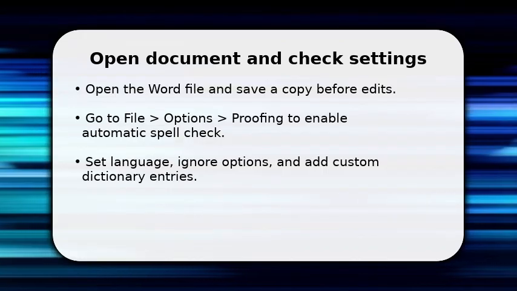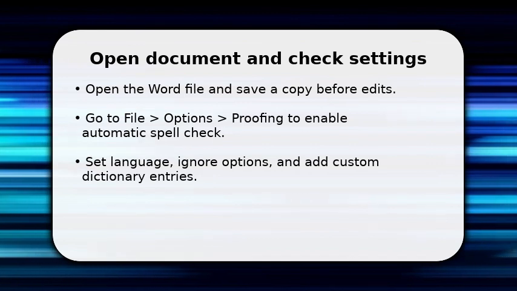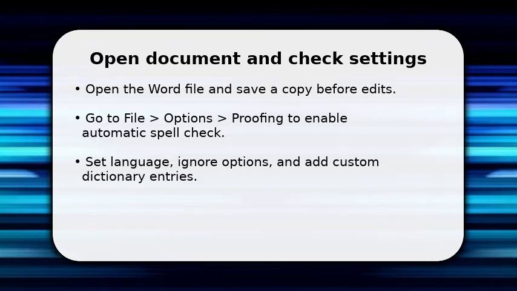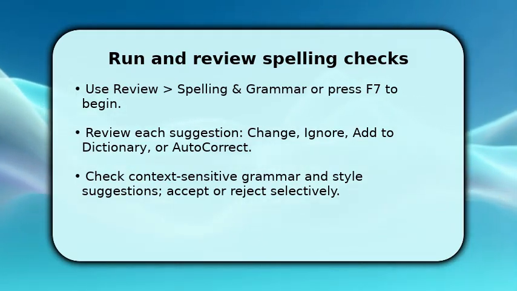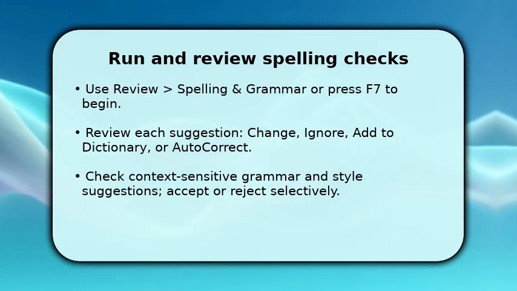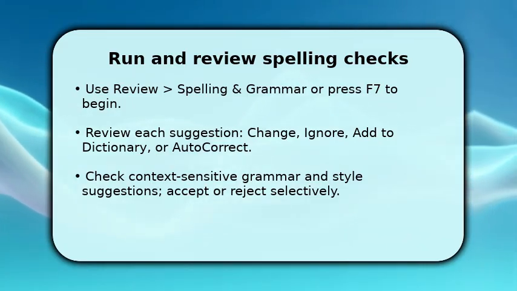Now you're ready to run the first pass using the built-in tools. You run the check via Review, Spelling and Grammar, or by pressing F7. As suggestions appear, pause to decide. Change for correct replacements, ignore for proper names, or add to dictionary when a term is valid. Once done, use auto-correct sparingly to fix repetitive mistakes automatically.